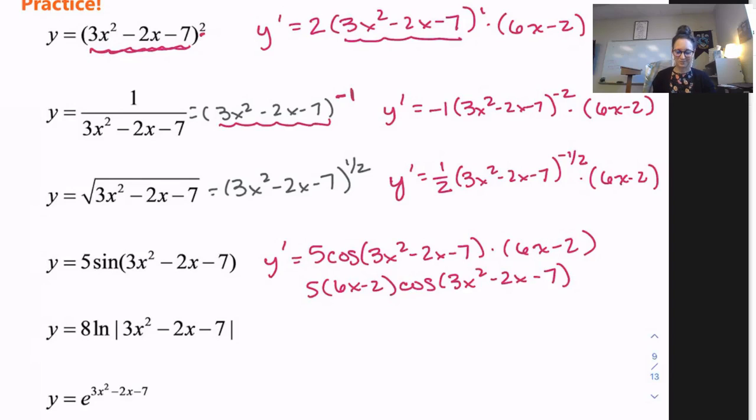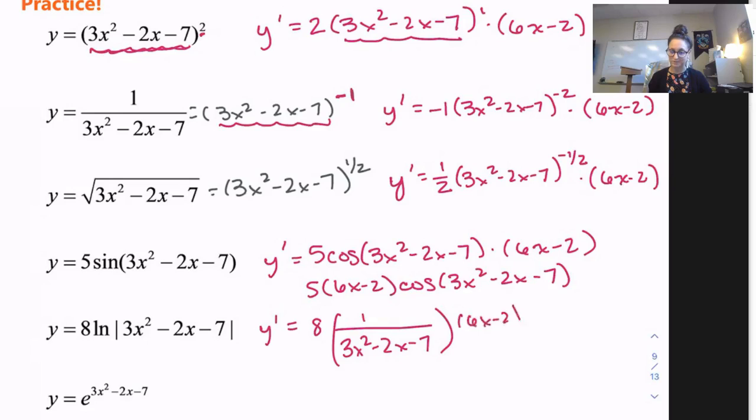Okay, that next one, what is your outer function? 8 ln of x, right? That 8 comes with us. What's the derivative of ln of x? It's 1 over x. So instead of 1 over x, I'll have 1 over, and I have to hold the baby where I would normally have the x. So I'm going to hold that 3x squared minus 2x minus 7, and then times, again, the derivative of the baby, so 6x minus 2.